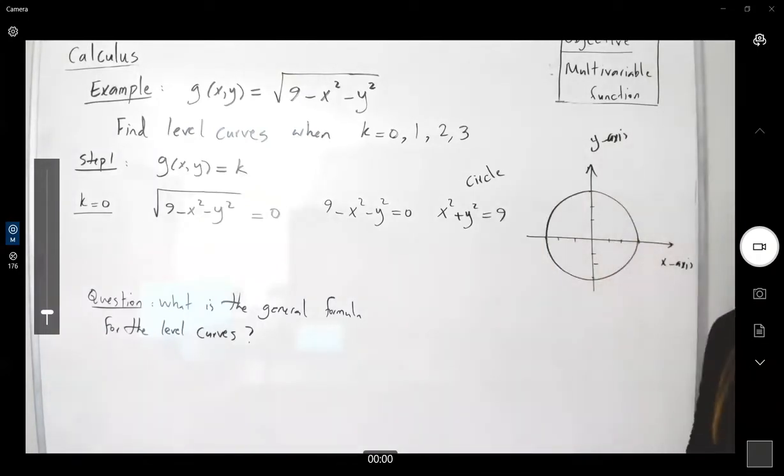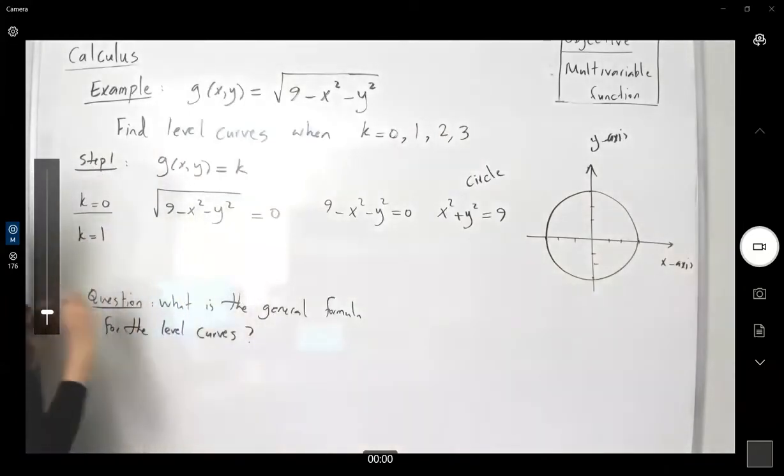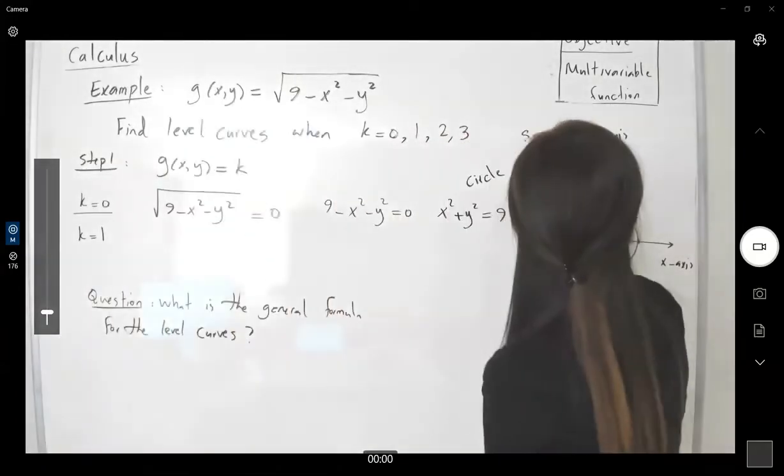Well, what if k is equal to 1? Let's see what the next one is. k is equal to 1. So this is our step 2, graphing that.